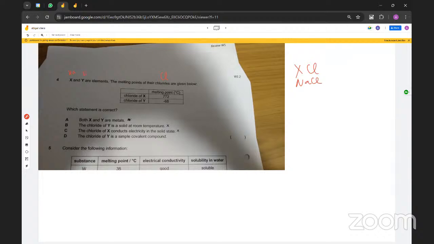Now, the chloride of Y. Let's pretend that Y is H. So what's the chloride of H? What would you call that? It's HCl.